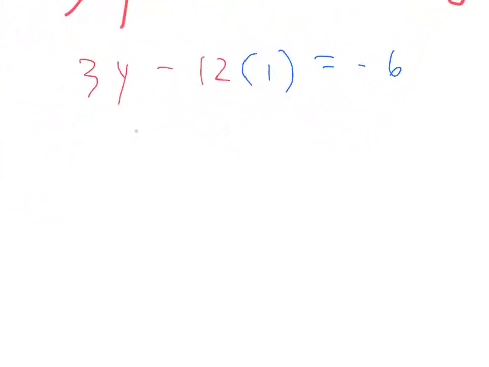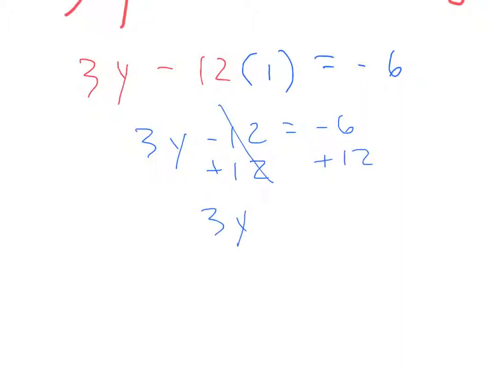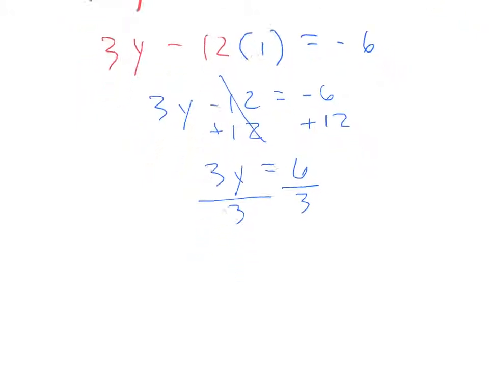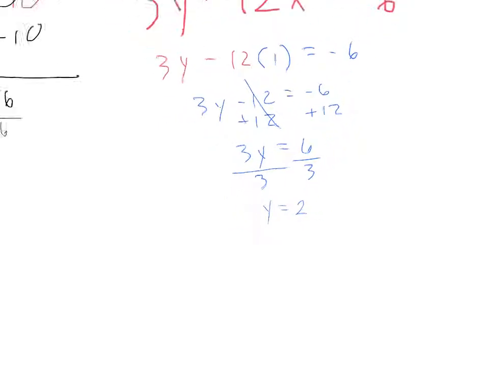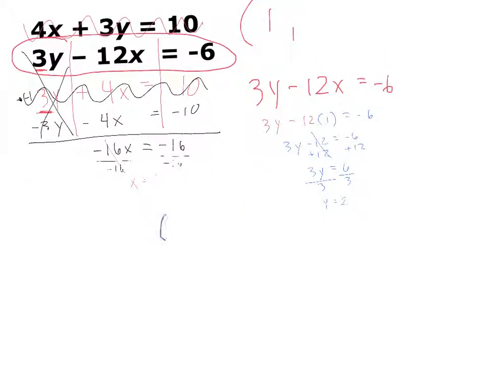Okay, so let's solve it. We have 3y minus 12, and that equals negative 6. If we add 12 to both sides, that cancels that out. And then you would have 3y, the 12's go away, and negative 6 plus 12, of course, gives you 6. Okay, and then, of course, we can divide by 3 on both sides. Okay, so our final solution is y equals 2. All right, so your final solution is x is 1, y is 2. See ya.